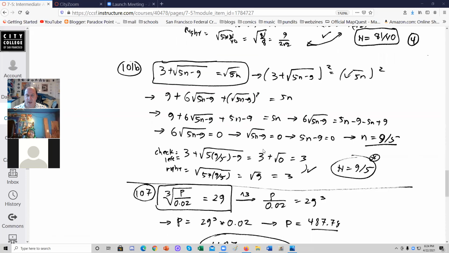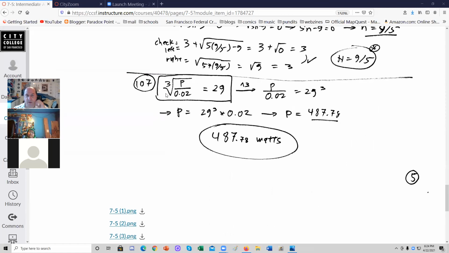How can we check that out? The left side is 3 plus root of 5 times 9/5 minus 9. This cancels out to a 0. 3 plus root 0, and that's just 3. The right is root of 5 times 9/5. Well, that's root 9, which is 3. These check. So n equals 9/5.